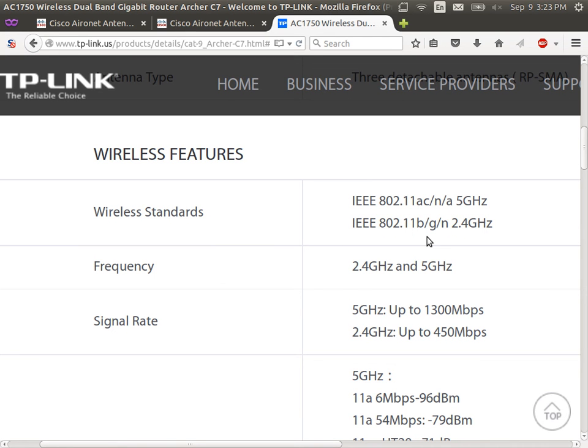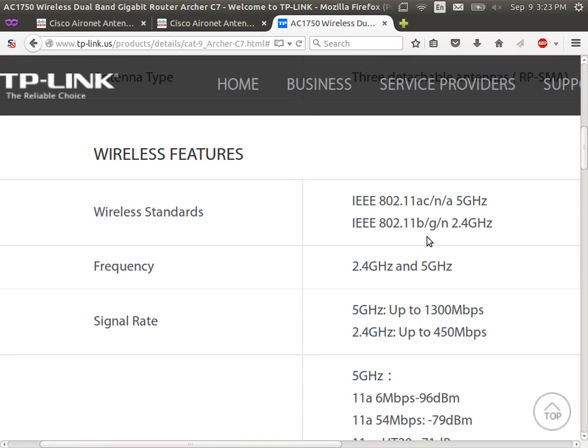This access point supports the two different frequency bands available for Wi-Fi, 2.4 gigahertz and 5 gigahertz. Sometimes you'll see the precise names like IEEE 802.11bgnac. They refer to different standards for how Wi-Fi works. Data rates, here denoted as signal rate, for 2.4 gigahertz goes up to 450 megabits per second, 1.3 gigabits per second if you use 5 gigahertz.